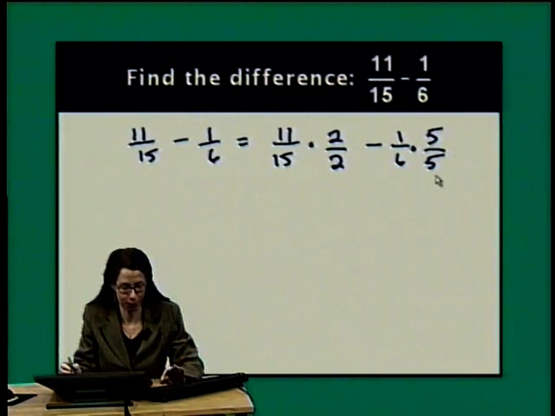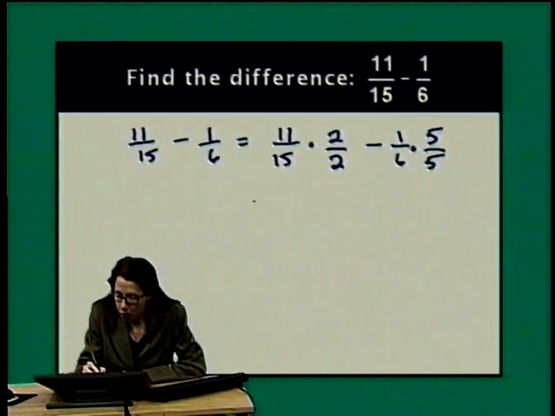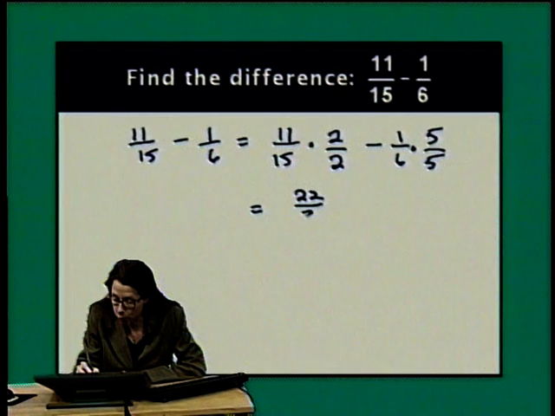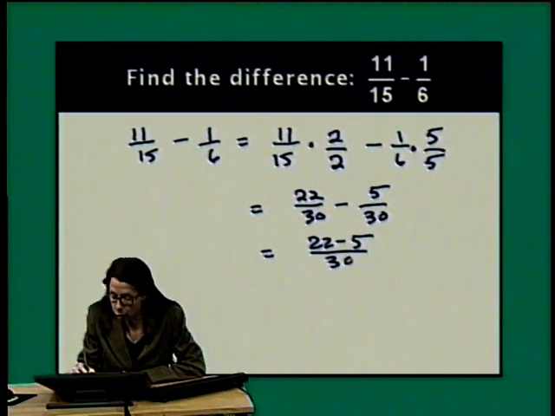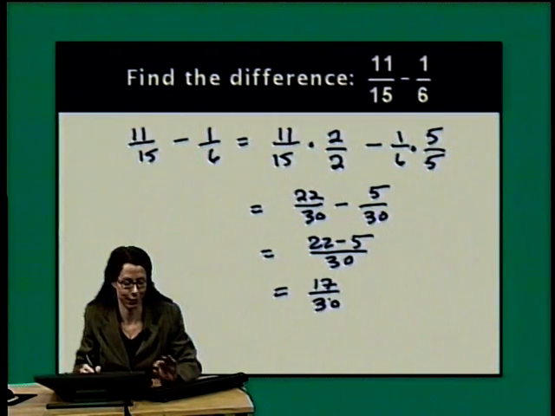Let me just do the arithmetic now. Doing the multiplication, I have 22 thirtieths minus 5 thirtieths. Subtracting the numerators and writing the result over the common denominator, I end up with a result of 17 thirtieths.